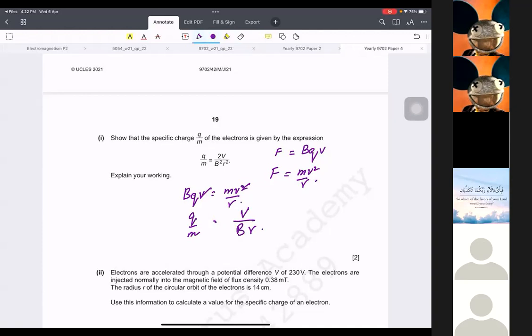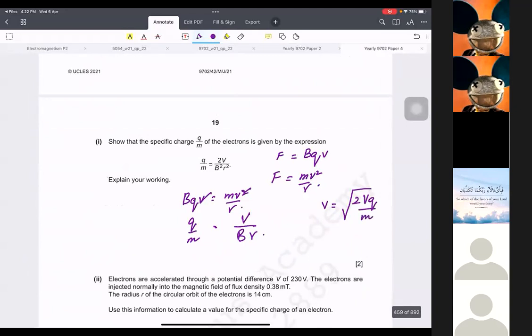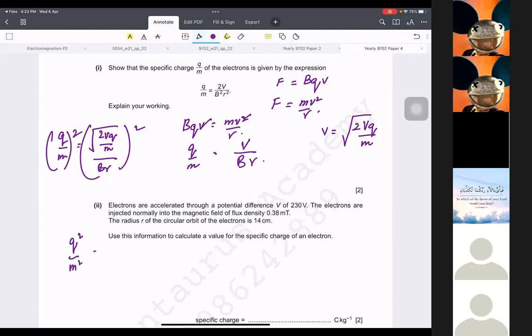Good, no worries. There we learned something, right? What did we learn? We learned that speed v is equal to the previous expression that we derived, the square root of 2VQ over m. Now I'm going to put it here. This is going to get very long, so I'm putting it here: square root of 2VQ over m, over BR. Now, if you want to remove the root, I get a square here and a square here. So q squared over m squared equals 2VQ over m over B squared r squared. Q and m and squares cancel out. So you get q upon m equals 2V over B squared r squared. Proved.